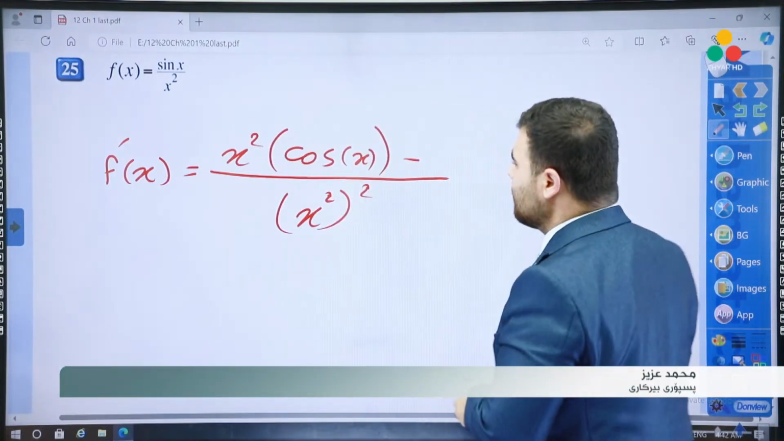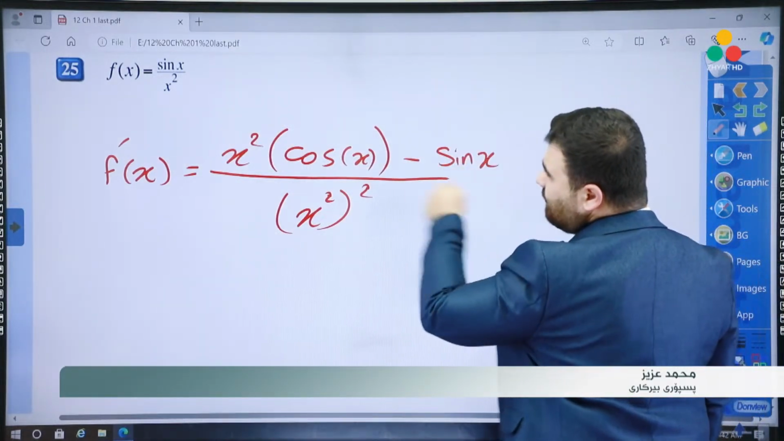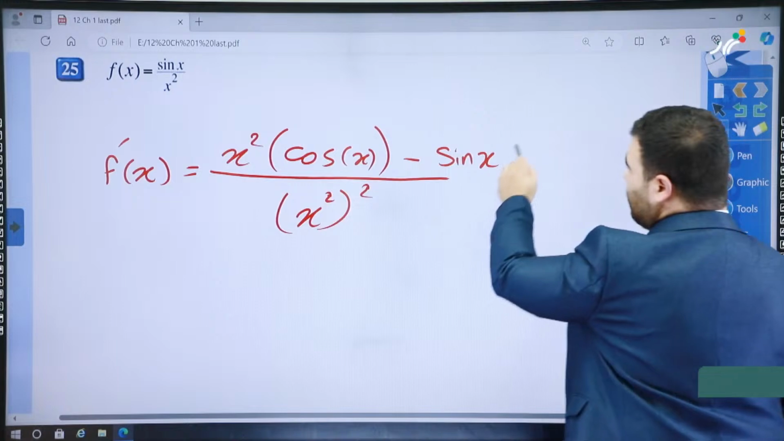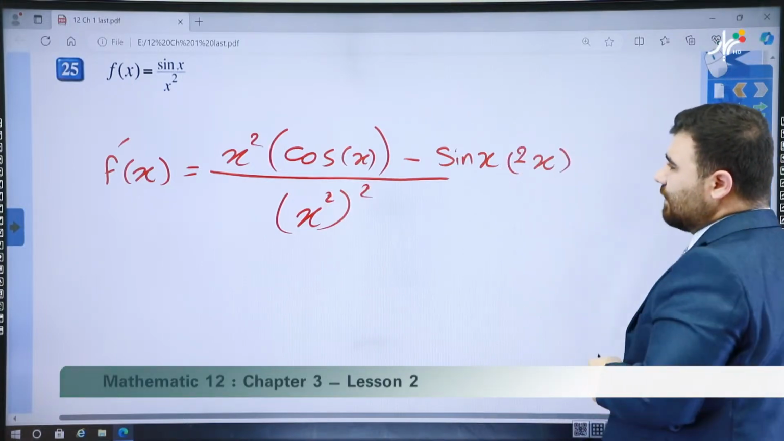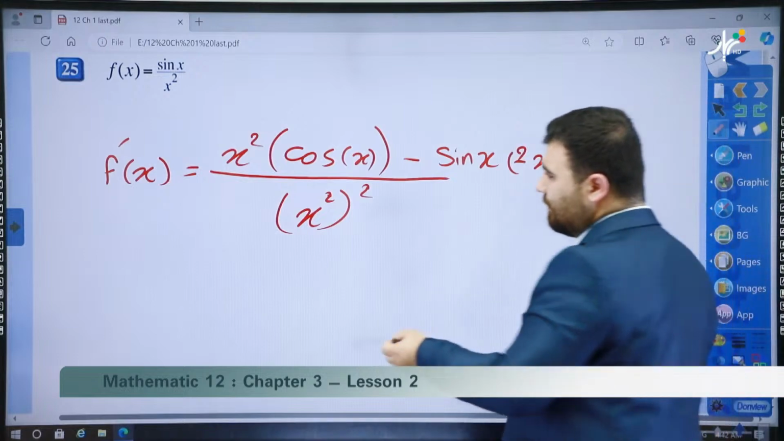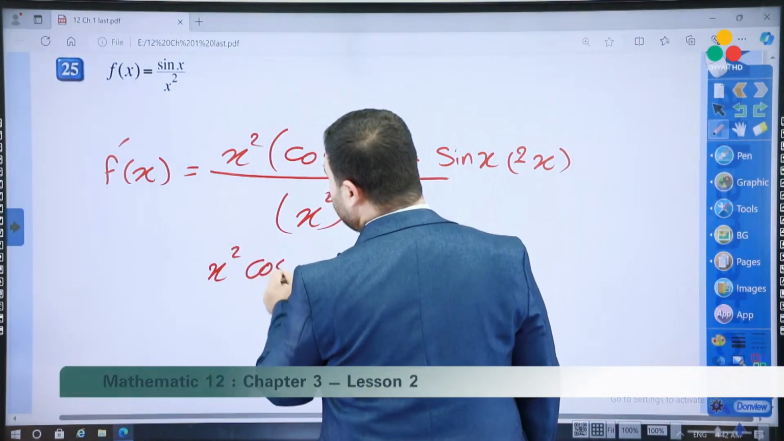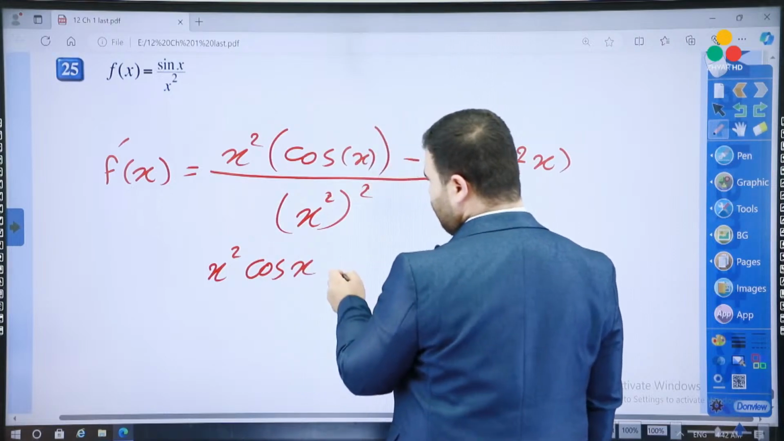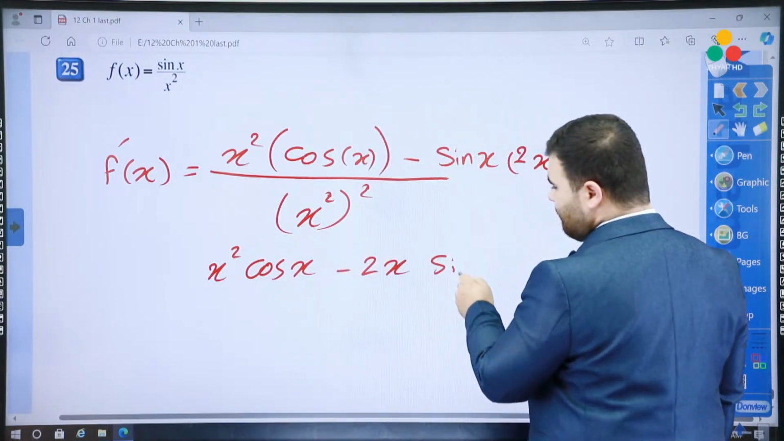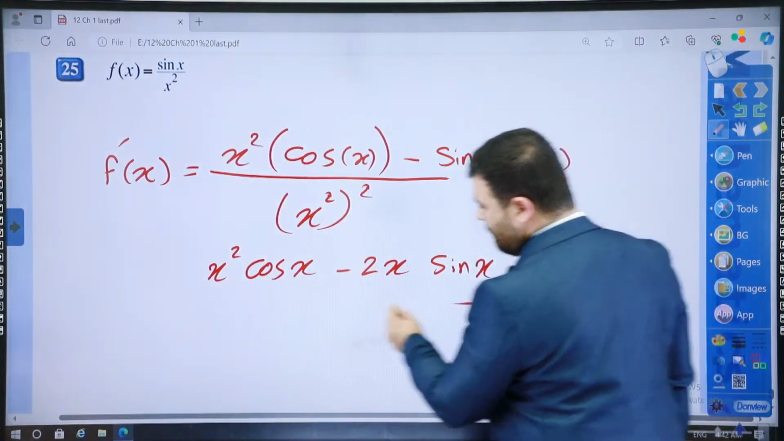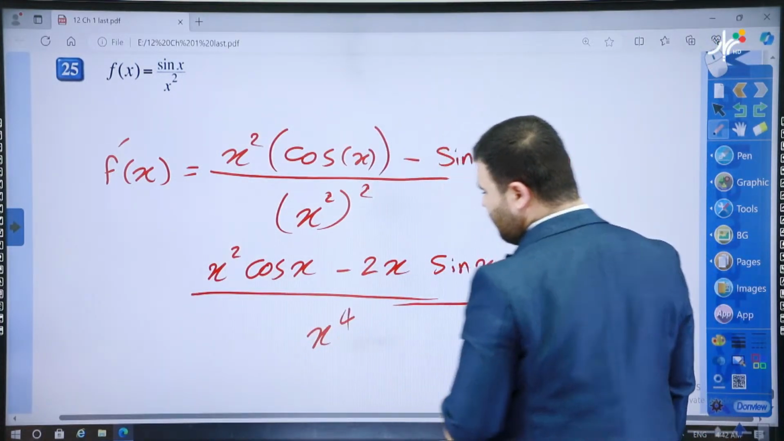minus, this time we write sine, times the derivative of down. Derivative of down is 2x, no negative. Simplifying, it will be x power 2 cosine x minus 2x sine x over x power 4.